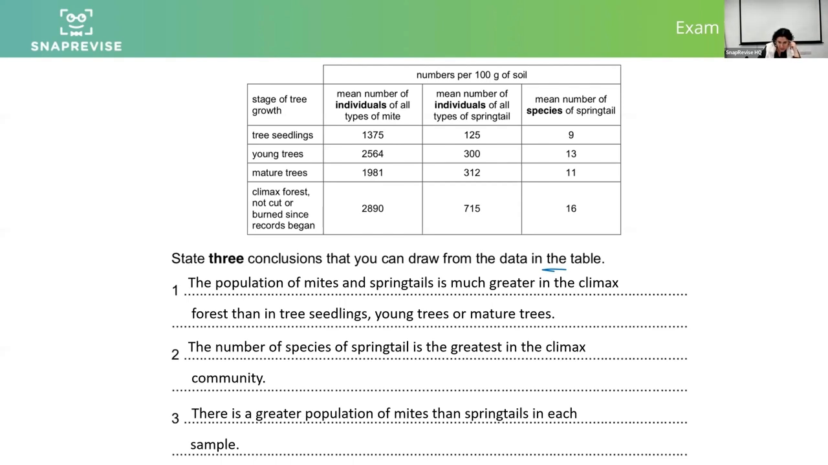So the population of mites is greater in the climax forest, so basically here, rather than the tree seedling and young trees. Number 2, the number of species of springtail is the greatest in the climax community. So here, there is a greater population of mites than springtails in each sample. So I can see consistently throughout this column that there are always higher numbers of mites here than there are springtails. So straightforward, but you need to try and extract and interpret this data as much as possible.